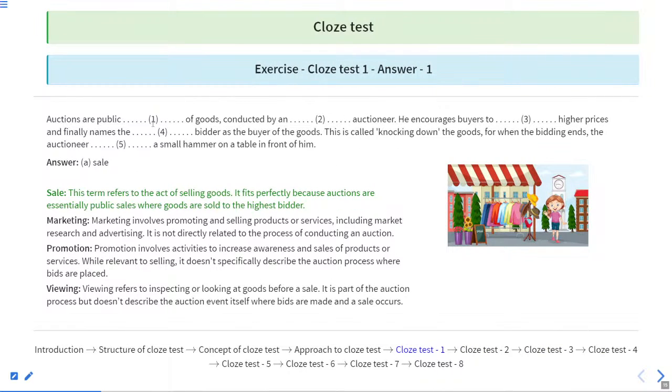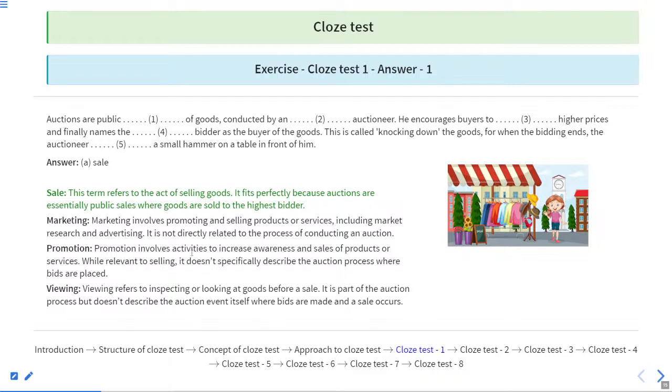So auctions are public sale of goods conducted by an something. So sale, this term refers to the act of selling goods. It fits in perfectly because auctions are essentially public sales where goods are sold to the highest bidder. Marketing is not the true answer because marketing involves promoting and selling products or services. These include market research and advertising. It is not directly related to the process of conducting an auction.